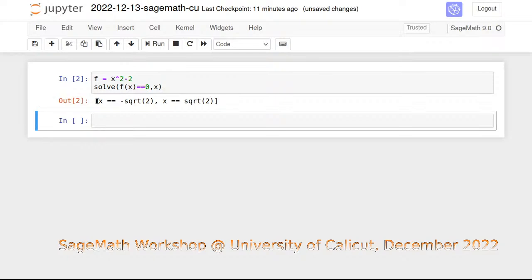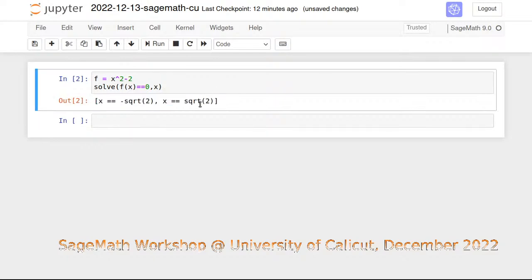You can see that solve is returning the answer as a list. This is essentially a list consisting of two parts. The first part consists of the symbolic notation x equal to minus square root of 2. The second part consists of the symbolic notation x equal to square root of 2. That's happening because we are solving for x. But we are actually interested only in minus square root of 2 and square root of 2. That x equal to part is not very important for us because we have already decided that we are solving in terms of x.